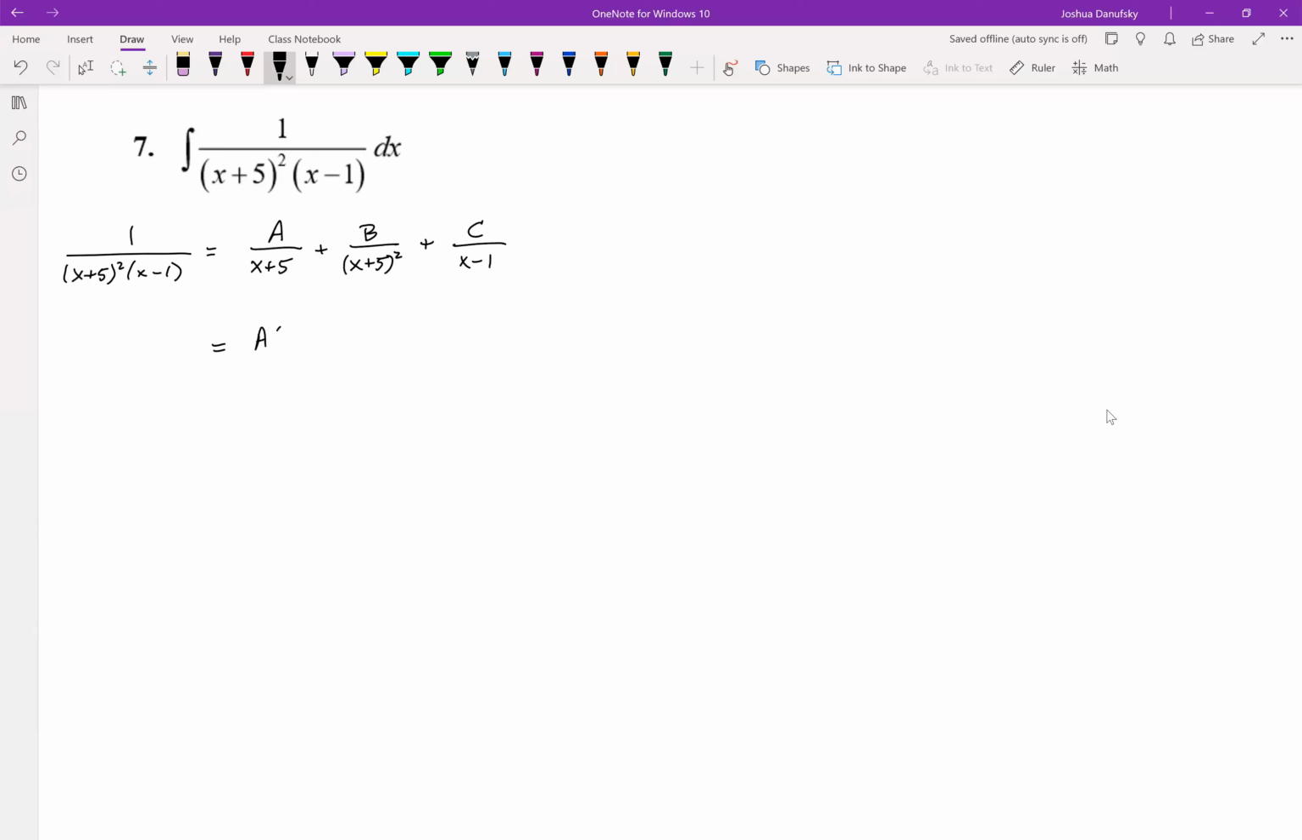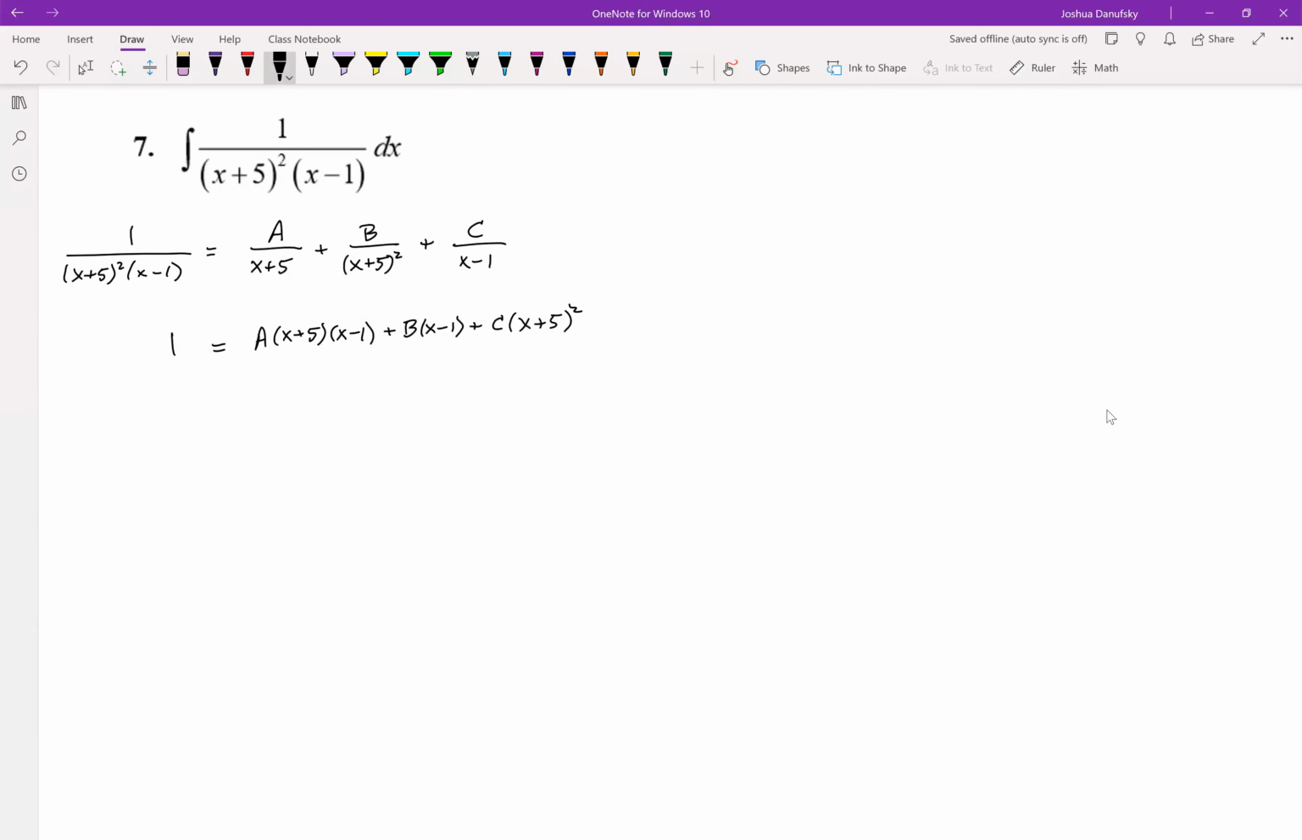Now, if we were to combine these, we would make common denominators just as we did before. So A would get multiplied by x plus 5 and x minus 1. B would get multiplied by just x minus 1 because we already have an x plus 5 quantity squared in the denominator. And C would get multiplied by x plus 5 quantity squared. Again, we won't write the denominators here, but we realize that in order for the two sides to be equal, this numerator here has to equal 1.